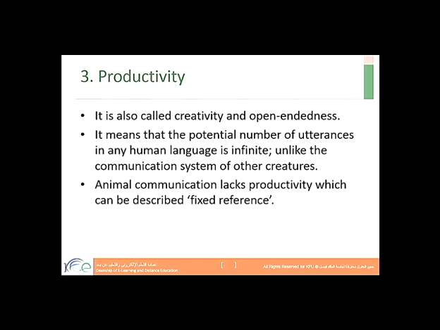The third property of a human language is productivity, sometimes referred to as creativity or open-endedness. So what does productivity mean? It refers to humans being able to produce an unlimited number of words, infinite linguistic resources. They can keep creating different linguistic resources, so they are not fixed with certain references. So the potential number of utterances of spoken words in human language is infinite, unlimited, unlike the communication system of other creatures, like, for example, chimpanzees.